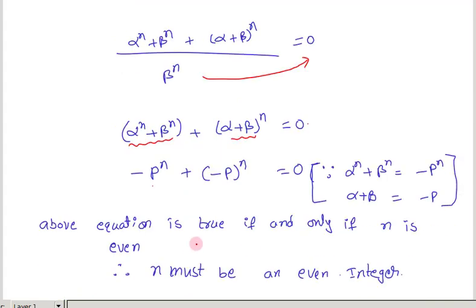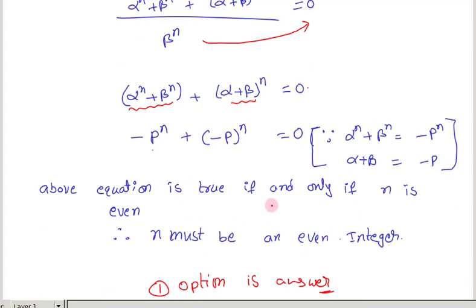This equation, that is the above equation, is true if and only if n is an even number. If n is an even number, then only the sum of these two is equal to 0. That means n must be an even integer. That means our first option is the correct answer.